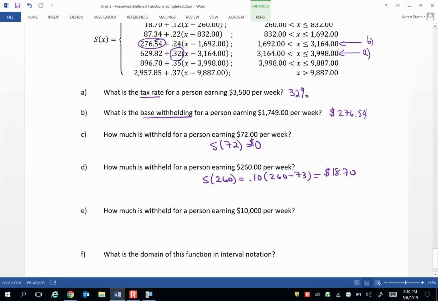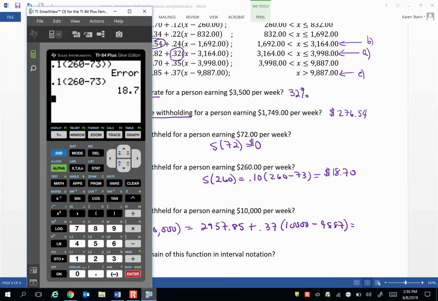How much is withheld for a person earning $10,000 per week? Well, $10,000 per week will be here. So this will be part E. And we have S of 10,000. Well, if you're earning 10,000 per week, you probably are paying a lot of taxes. Right out of pocket, you have at least $2,957.85 coming out, and then you're going to take 37% of this difference, 10,000 minus 9,887.